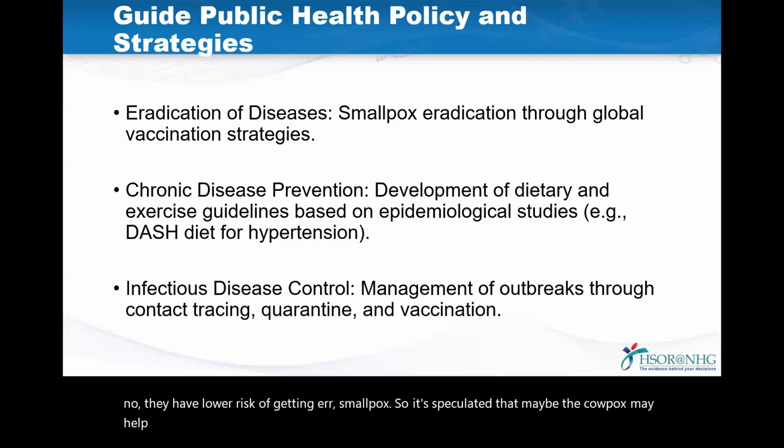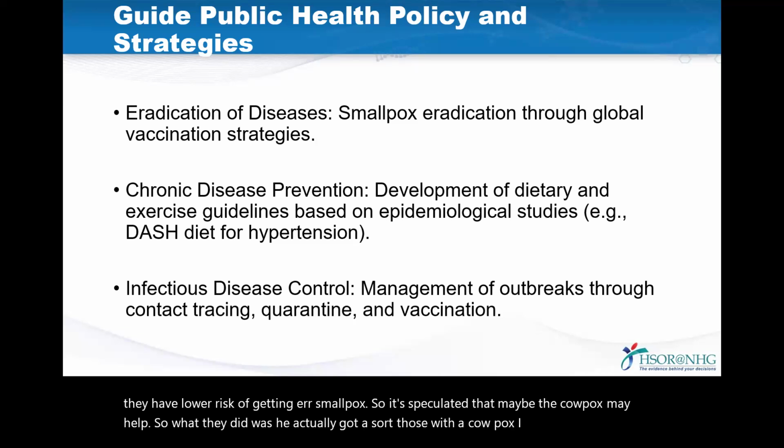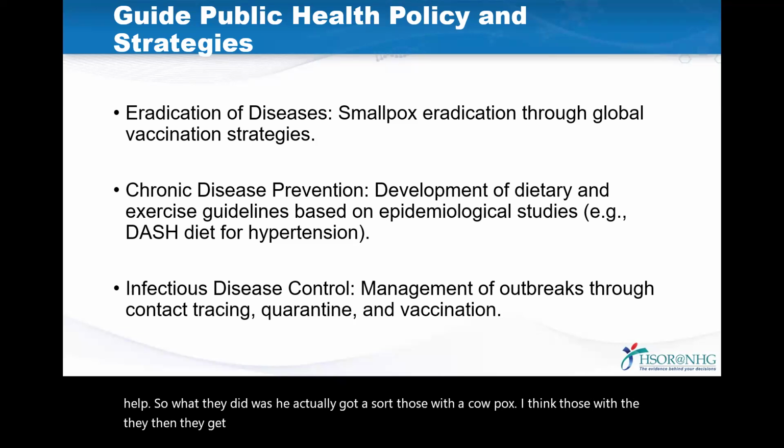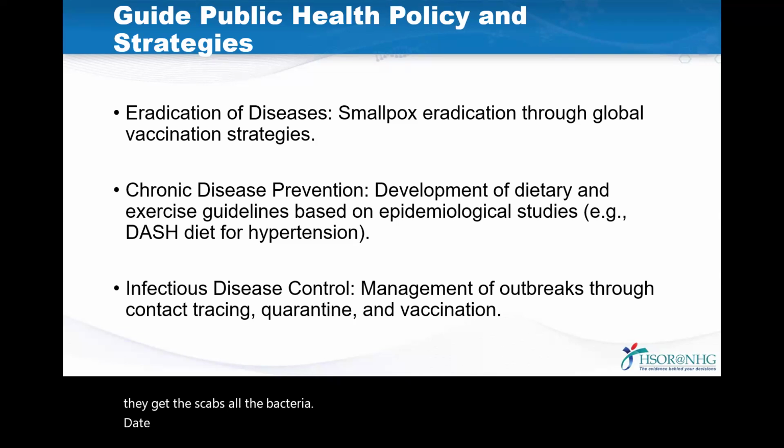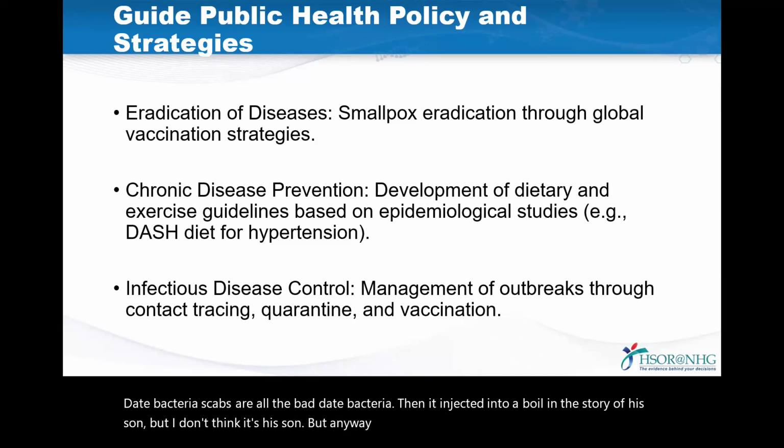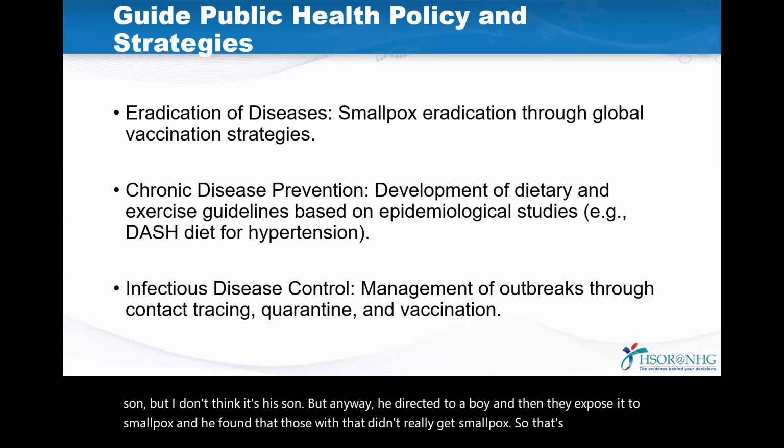What he did was he got scabs from those with cowpox, and then injected them into a boy. In the story, it was his son, but I don't think it was his son. Anyway, he injected a boy and then exposed him to smallpox. He found that those who had been injected didn't really get smallpox. So that's the start of vaccination.